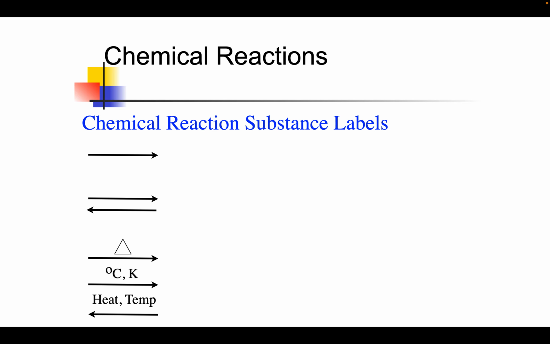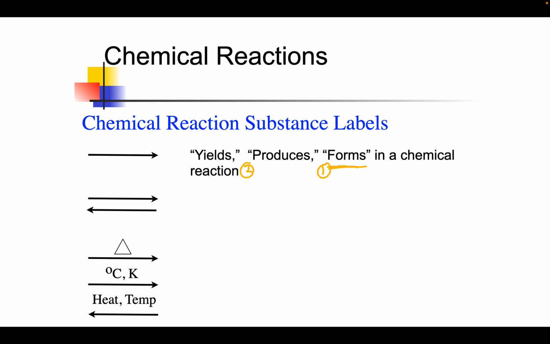The arrows mean yields or forms. I'm most likely going to use forms, let's say number 1. Number 2, I'll probably use produces. The last thing I'll probably use, coming in third place, would be yields. I rarely say yields, but that arrow means forms or produces.